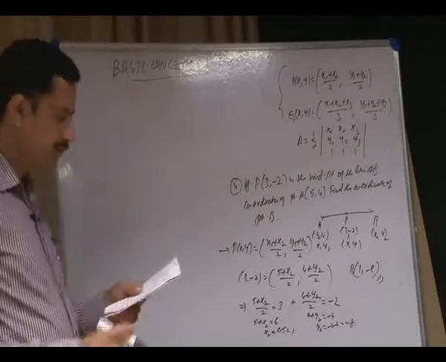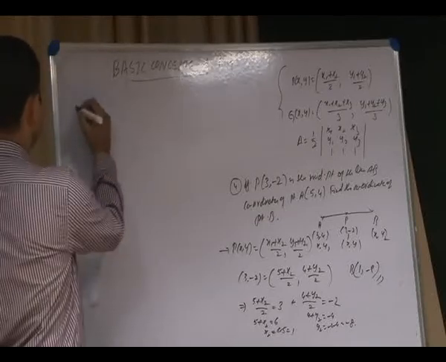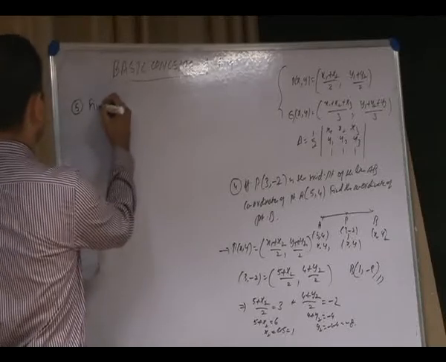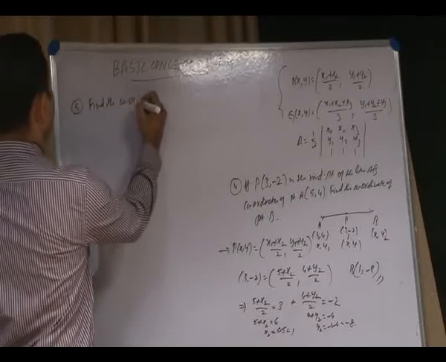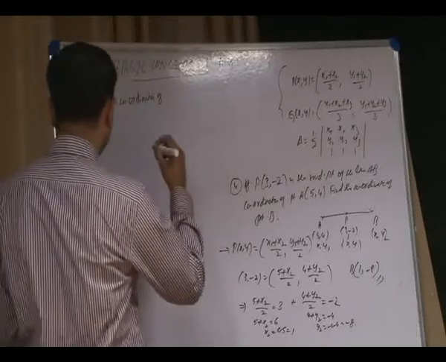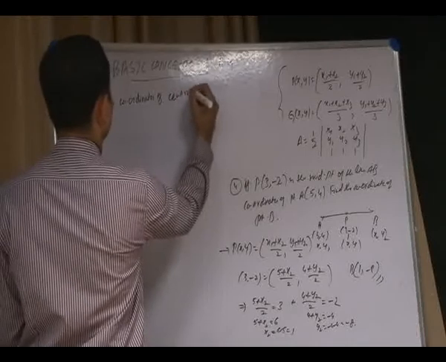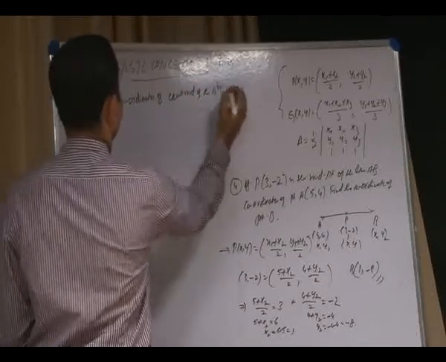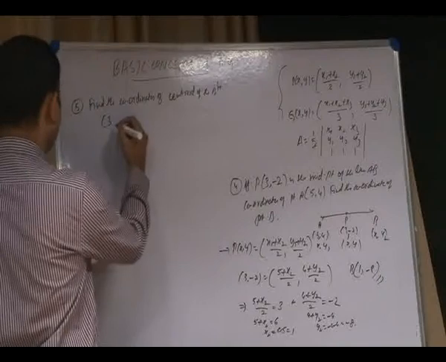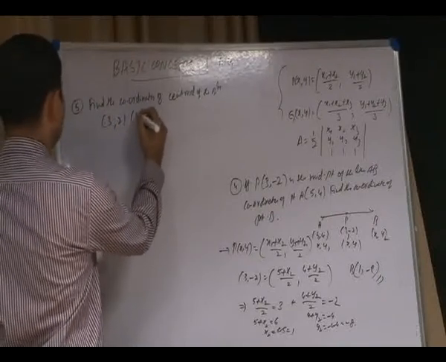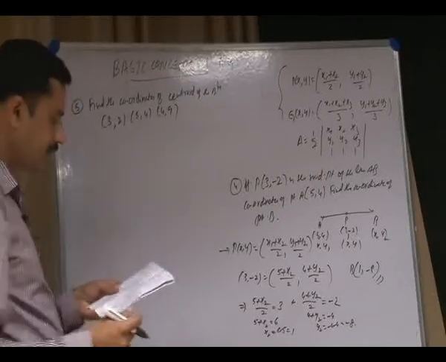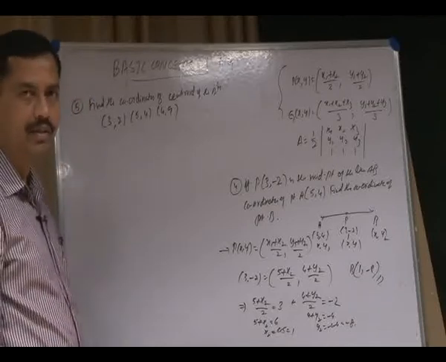So next problem. Find the coordinates of the centroid of the triangle whose vertices are (3, 2), (5, 4) and (4, 9). So here I have to find the coordinates of the centroid of a triangle.